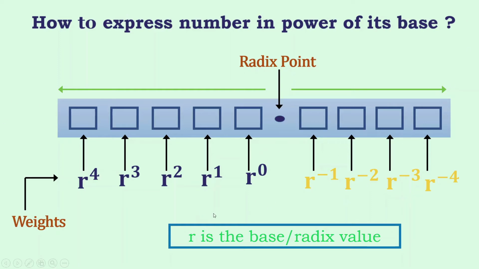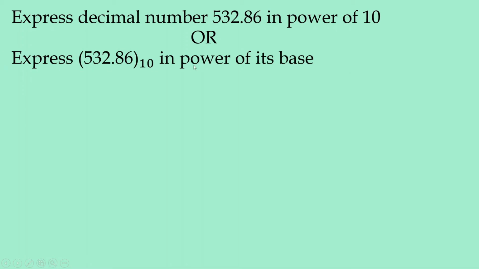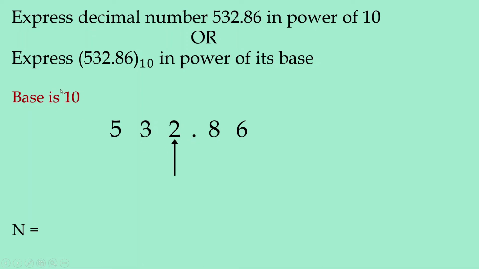Now let's understand this with an example. Suppose we are asked to express a decimal number in power of 10. It is a decimal number, so the base will be 10, or the question will be expressed in power of its base. As you can see, this 10 indicates its base. Let's write down the number. We will write N is equal to, now as I told you, r raised to 0. Here the base is 10, that is, my r is equal to 10, so it will be 10 raised to 0.